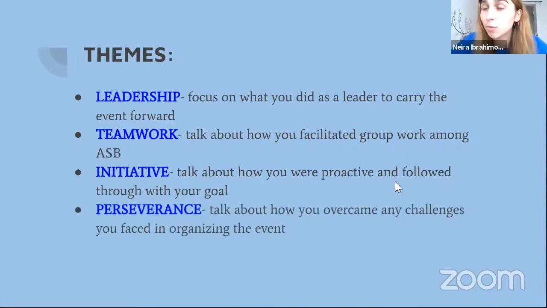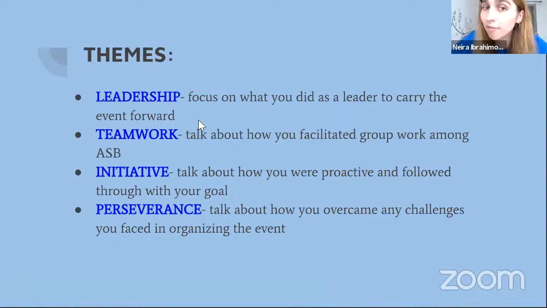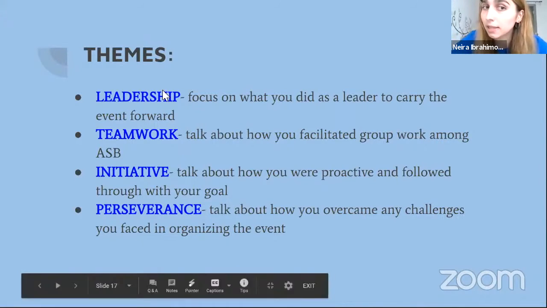Perseverance. In this case, you would want to talk about the challenges. Focus on an event where you experienced some challenges, and you were the one who really persevered and pushed that event forward. As you can see, all these different themes cause you to write about the essay in a slightly different way. Keep in mind that every component is still there. If you talk about leadership, there will still be components of teamwork, initiative, perseverance, all of that, but the focus is the keyword that you have chosen for that essay.